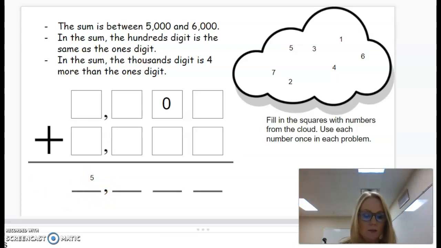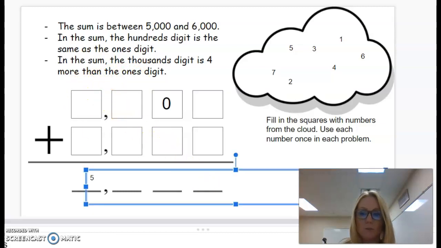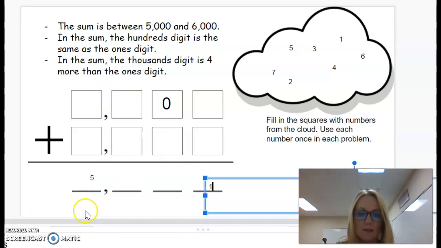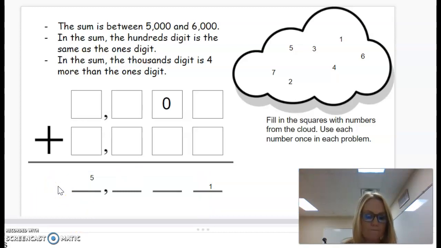Okay. So the next clue says, in the sum, the hundreds digit is the same as the ones digit. That doesn't really help us. So the last clue is that the thousands digit is 4 more than the ones digit. So that means the ones digit is probably going to have to be a 1 because it is 4 less than the 5.